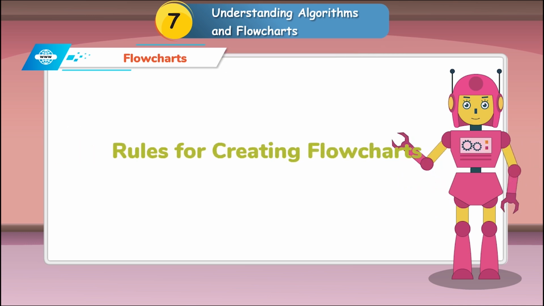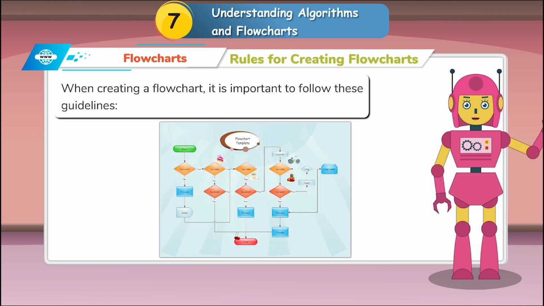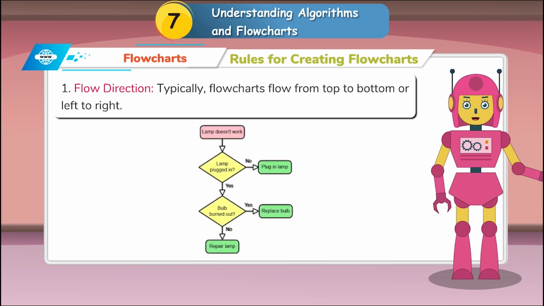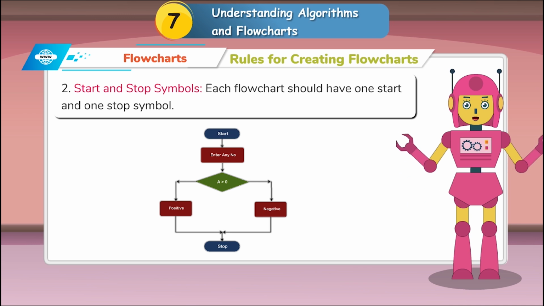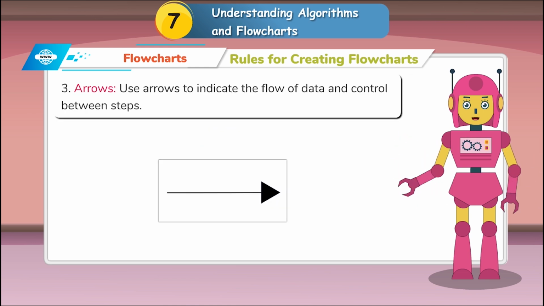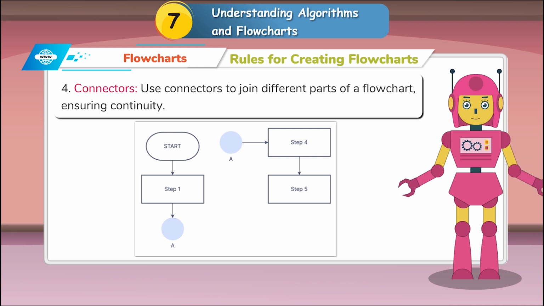Rules for creating flowcharts. When creating a flowchart, it is important to follow these guidelines. 1. Flow direction. Typically, flowcharts flow from top to bottom or left to right. 2. Start and stop symbols. Each flowchart should have one start and one stop symbol. 3. Arrows. Use arrows to indicate the flow of data and control between steps. 4. Connectors. Use connectors to join different parts of a flowchart, ensuring continuity.